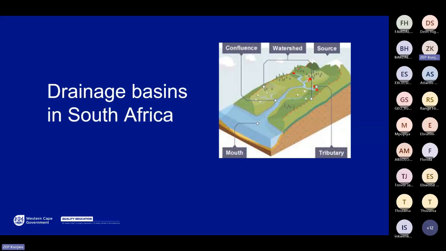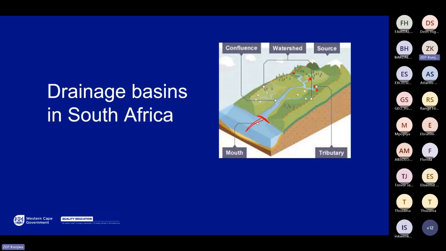So that is your source. And now the river ends in the ocean, which is your mouth. That is when the river joins the ocean. That is your mouth there. This is where the river ends. So the drainage basin is actually the whole area from the source to the mouth of the river. That is your drainage basin.